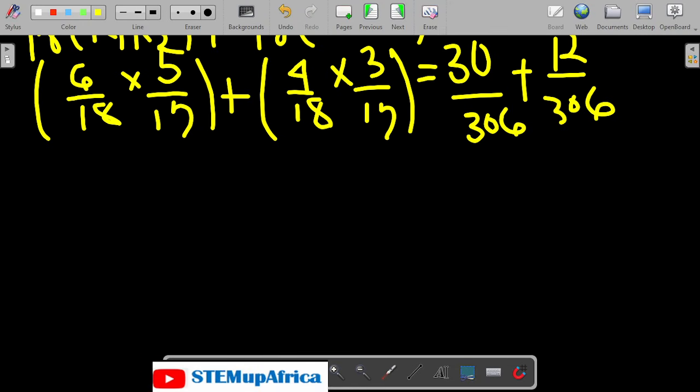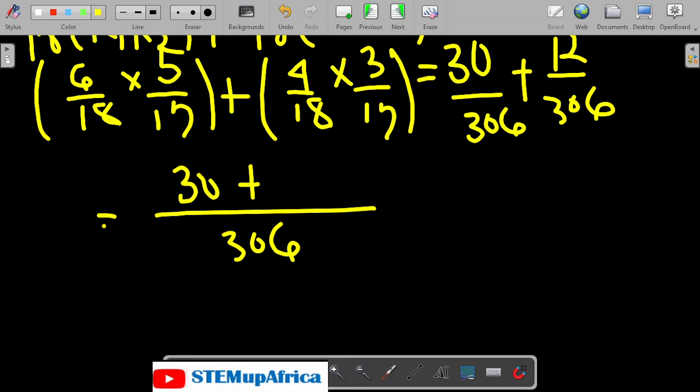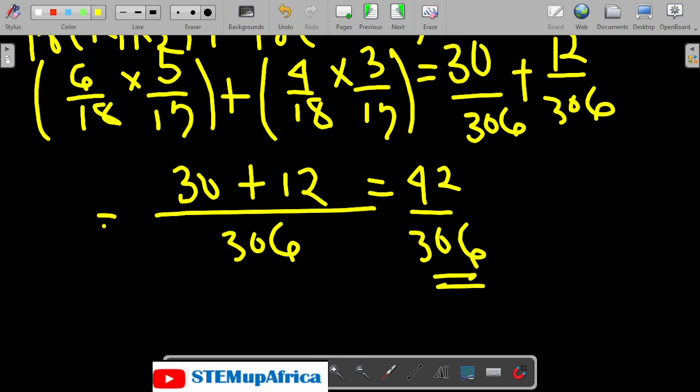So the LCM is simply 306. Here is 30 plus 12. That will give us 42 over 306. So if you reduce by 6, here we have 7 over 51. That is the value of the probability.